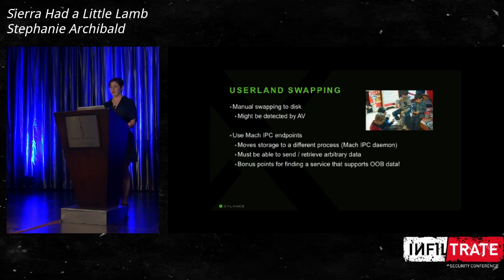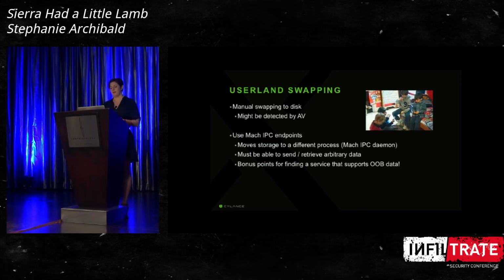So now that we can execute what we would like arbitrarily, we might talk about swapping out to disk, because again, we're trying to reduce our resources. Manual swapping to disk is of course easy to implement, right? But it could be detected by AV.